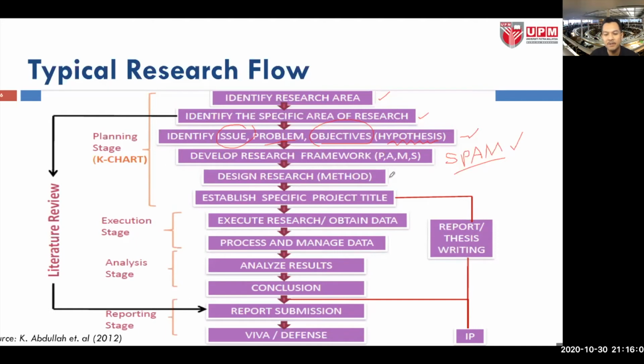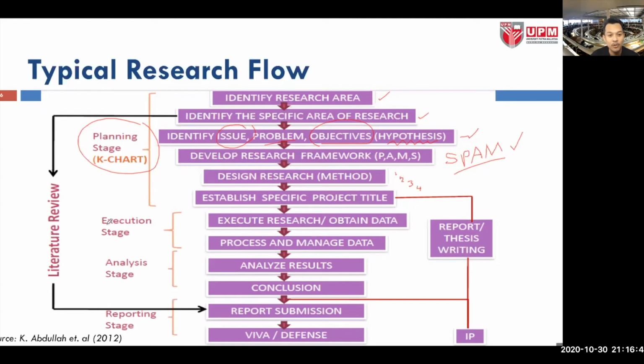Whether it is experiment. Just now I mentioned to you there are 4: 1, 2, 3, 4. It's quite difficult to draw using the mouse, but I hope you can see this. And then establish a specific project title. This is what we call the planning stage, the first stage where you do planning. So in this particular research methodology subject, you're going to do the planning stage.